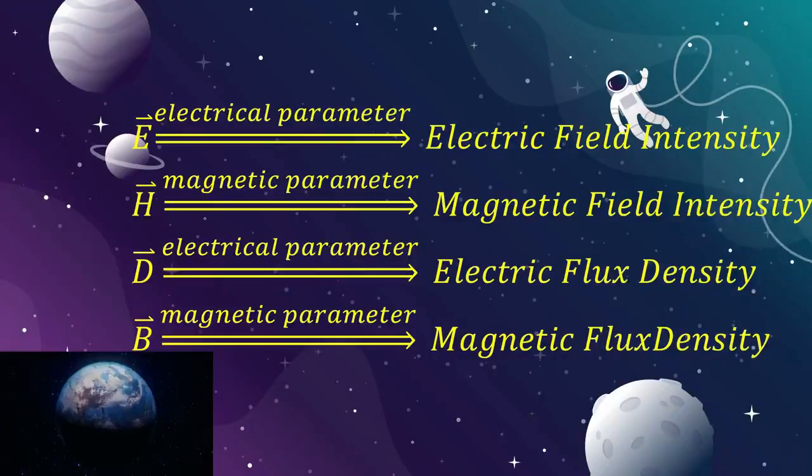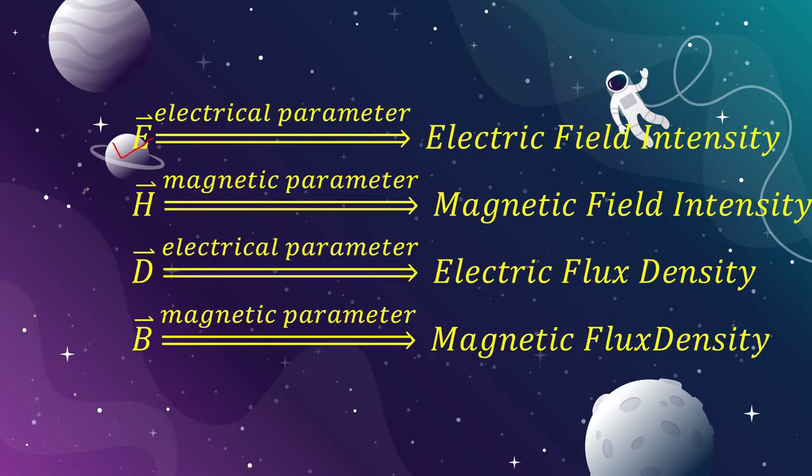The first one is electric field intensity, denoted by capital E. Next is magnetic field intensity, denoted by capital H. The third is electric flux density, denoted by capital D, and the fourth is magnetic flux density, denoted by capital B. As these are vectors, a bar is shown on the head of these letters.